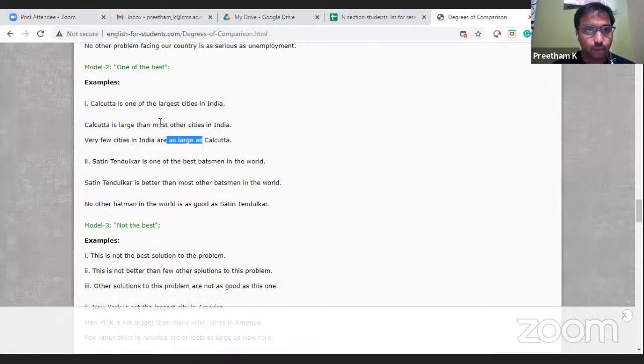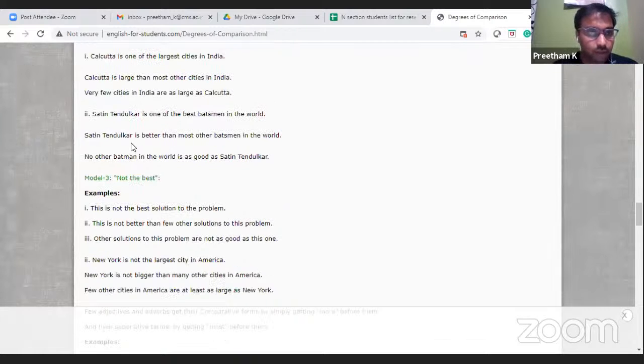Then one of the largest, most. Kolkata is larger than most other cities. Other. You have more form, ER form or other form. Largest city, it's superlative degree. So there is a spelling mistake here. Sachin Tendulkar is one of the best batsmen in the world. See again, MAN means singular, MEN means plural. Therefore, any noun that you use after one of, you use a plural form. Therefore, men is used. Okay, Sachin is better than most other batsmen in the world. No other batsman in the world is as good as Sachin Tendulkar.